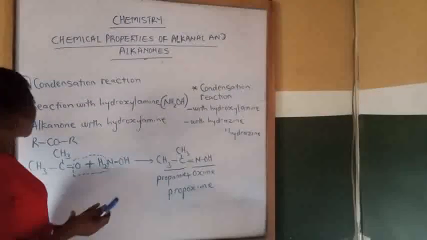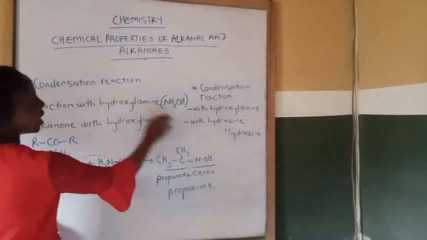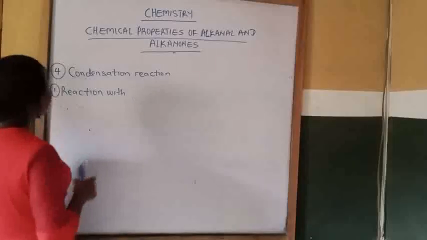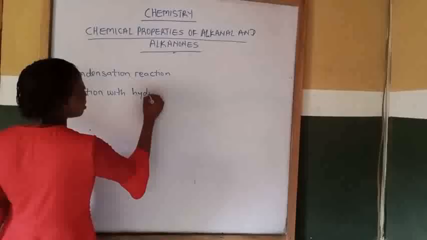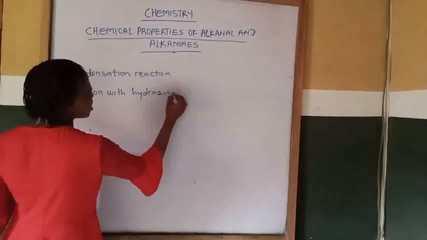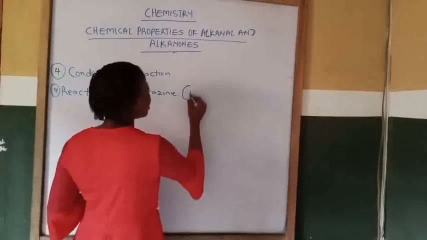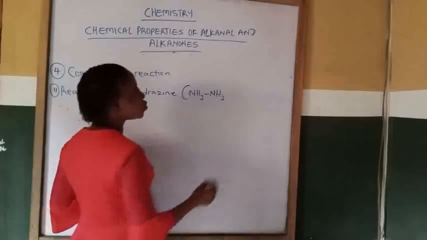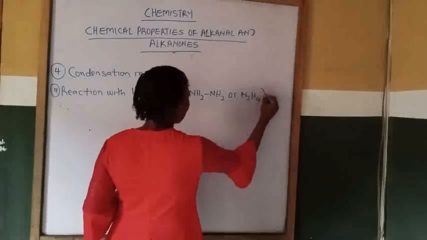Then number 2 is a chemical reaction between alkanal and alkanone and hydrazine. So number 2 is reaction with hydrazine. Then what is the chemical formula for hydrazine? Hydrazine is NH2, NH2, which can also be written as N2H4. That is the formula for hydrazine.